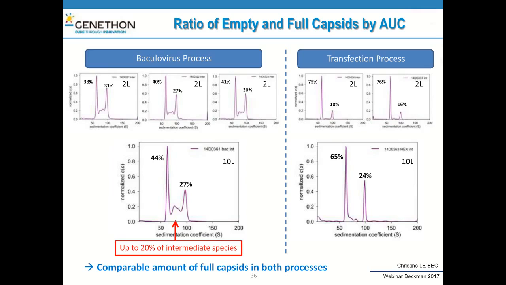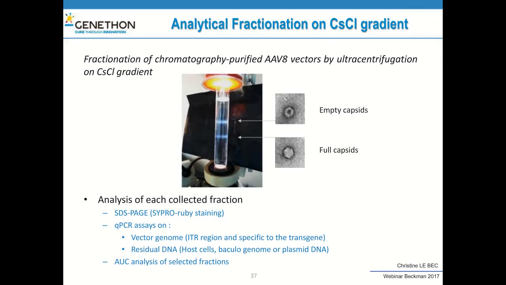So when we obtained that profile, we wanted to understand and characterize what the intermediate species were. For that, we made a fractionation by ultracentrifugation on cesium chloride, and we collected all the different fractions from the bottom of the tubes, very small fractions. We made around 16 fractions from that. And from all the collected fractions, we performed the SDS-PAGE analysis, the qPCR assay, and the AUC analysis of selected fractions.